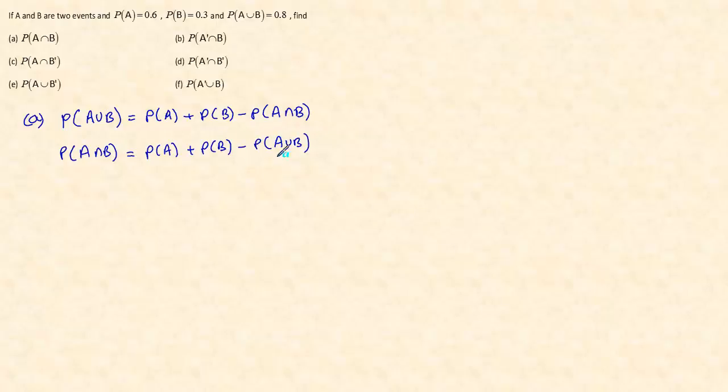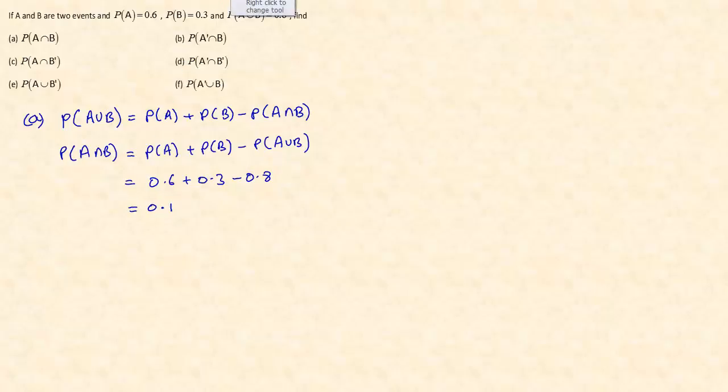The probability of A union B is the probability of A plus the probability of B, take away the probability of A intersection B. And we can rearrange this quite simply to give us A intersection B is the probability of A add the probability of B, take away the probability of A union B. So that's going to be 0.6 add 0.3, take away 0.8, which gives us 0.1.